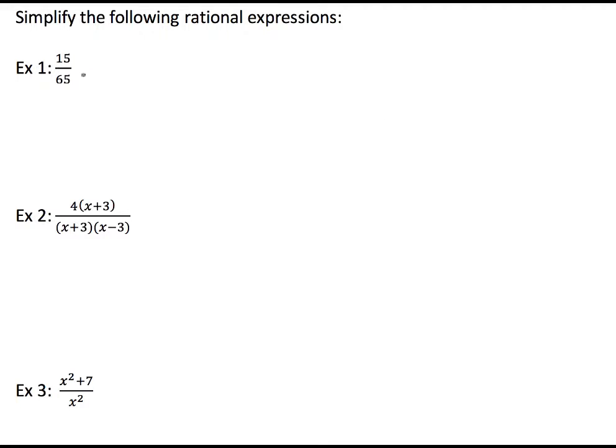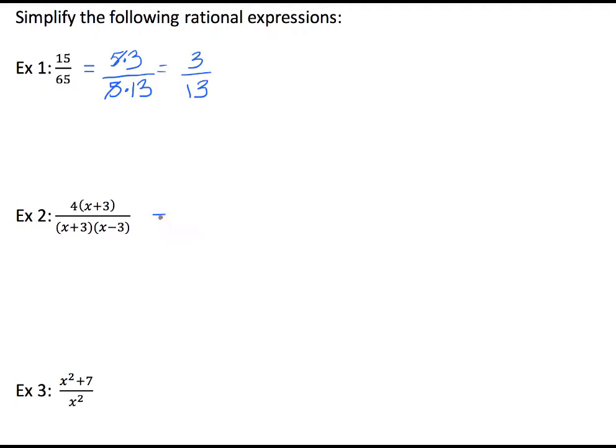Basic fraction, 15 over 65. You guys know how to simplify this. We're going to first factor it into 5 times 3 in the numerator. And then in the denominator, think about the factors for 65. Well, that's also divisible by 5, and it would be 5 times 13. So they share a common factor of 5, which means you can cancel them out. 5 divided by 5 is 1, leaving me with the simplified expression of 3 over 13.